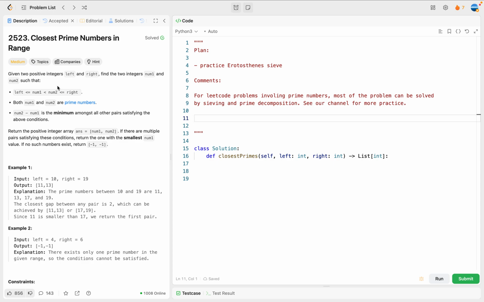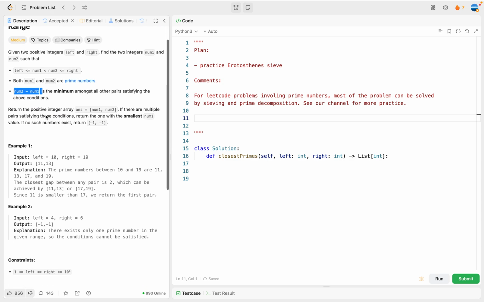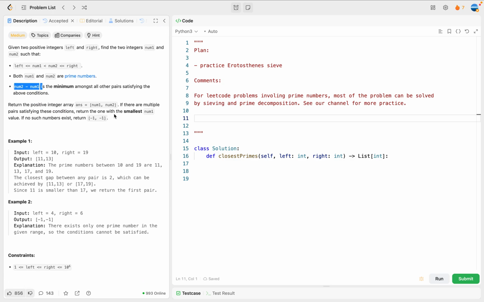Basically we are given two positive integers, one is left and the other is right. We want to find two integers num1 and num2 such that num1 is less than num2, both in this range, and they are both prime numbers. We want to find the smallest gap between consecutive primes like num2 and num1. If no such numbers exist, we return -1 and -1.